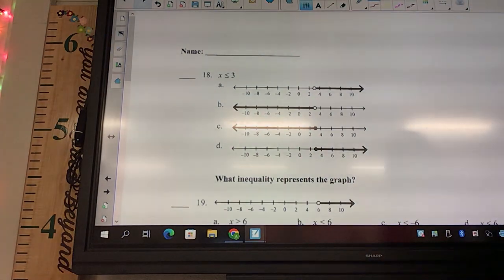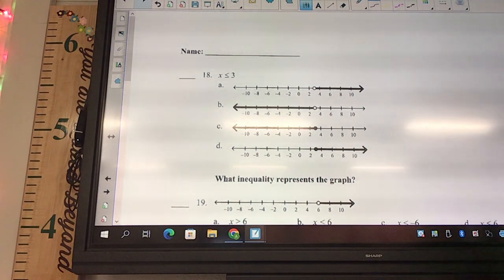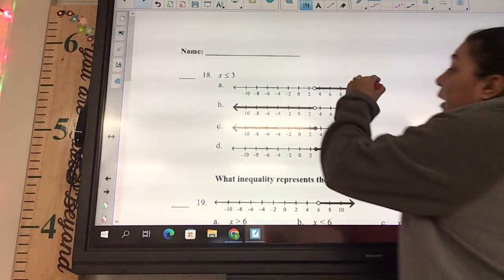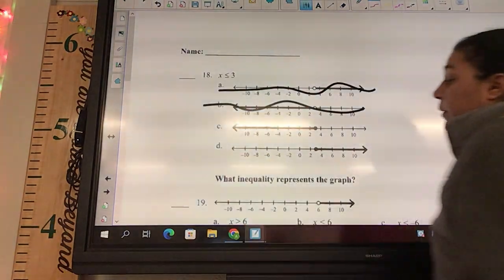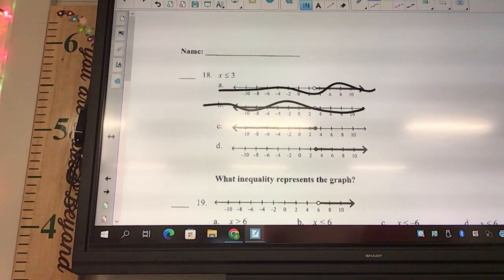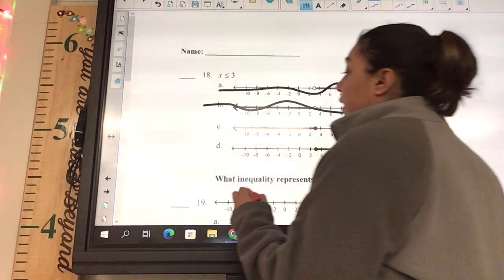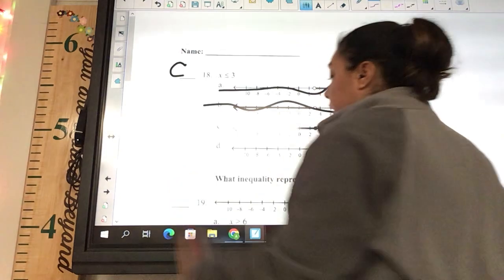Okay, 18. Open or closed? Closed, so what can we eliminate? A and B. Okay, now, in this case, we do have to read it. It says X is what? Less than, so which way should my arrow be going? To the left, which is C. Good.